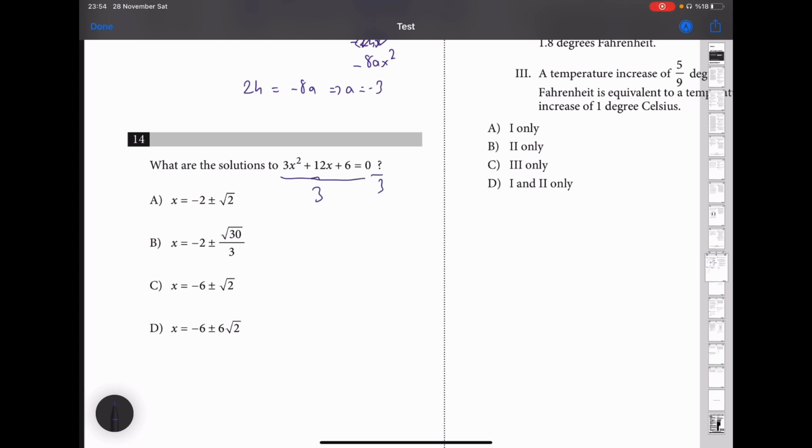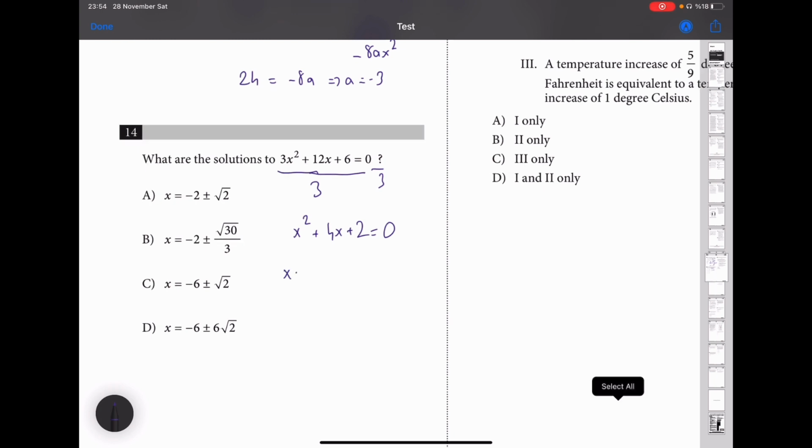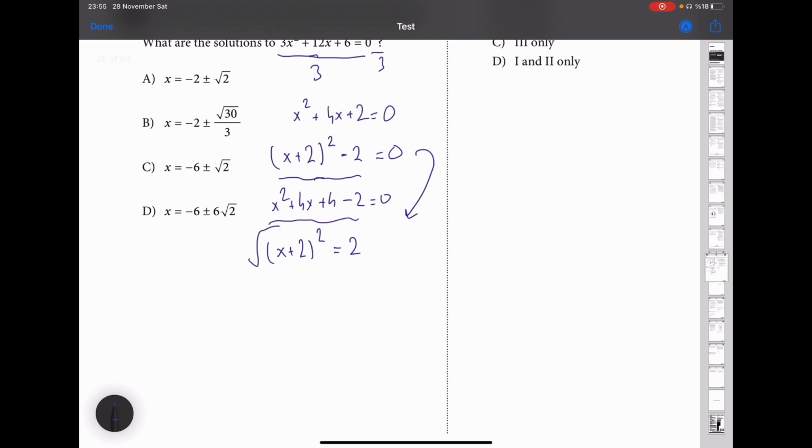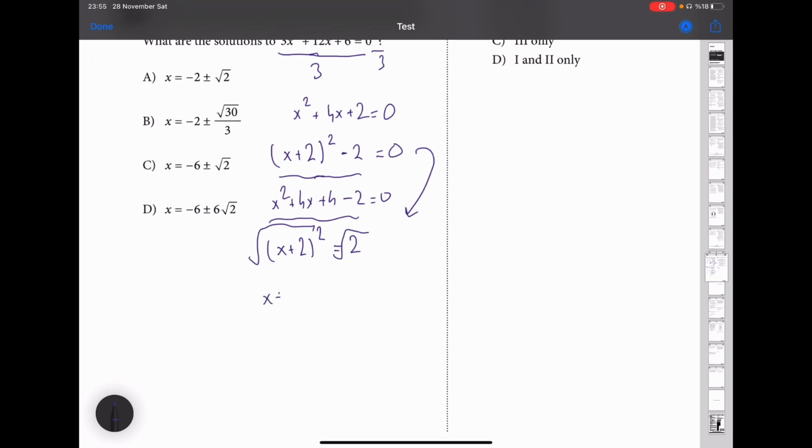Divide both sides by 3: x squared plus 4x plus 2 equals 0, right? So why not write it like this? This is 4x plus 4, right? So to hold this equation, I have to subtract 2. So these are the same and nothing has actually changed. So let's play with this a little bit. x plus 2 squared is equal to 2. Let's take the square root of both sides. x plus 2.